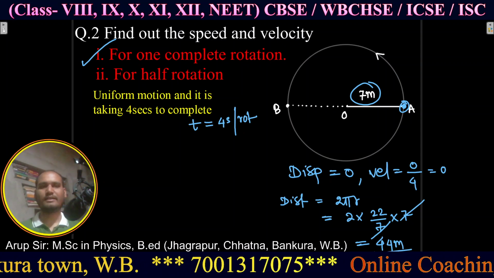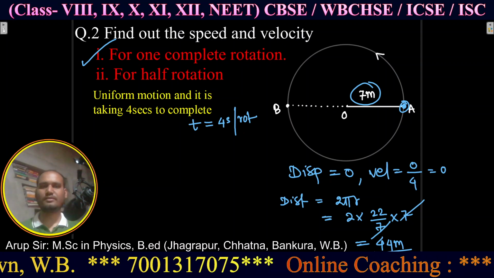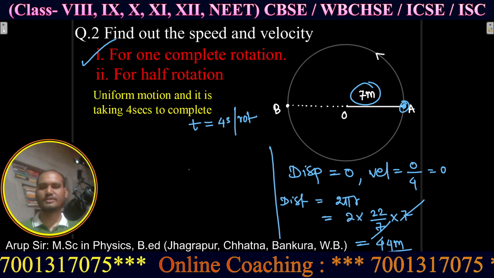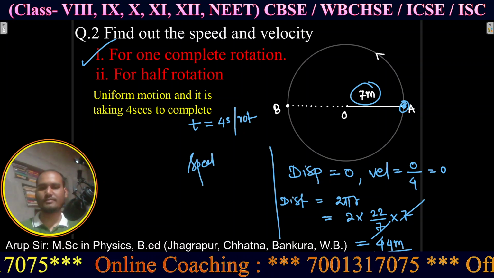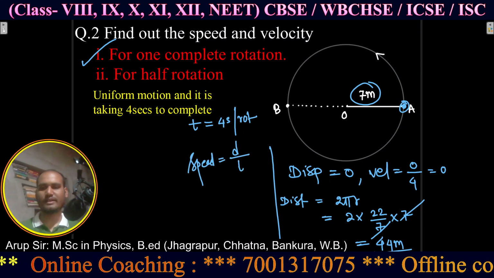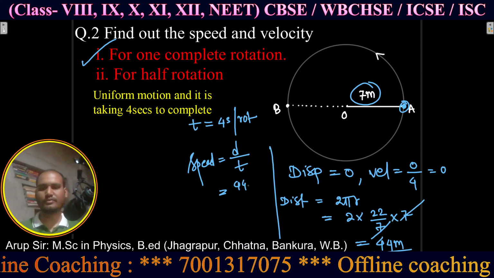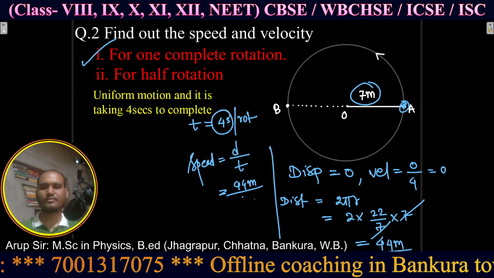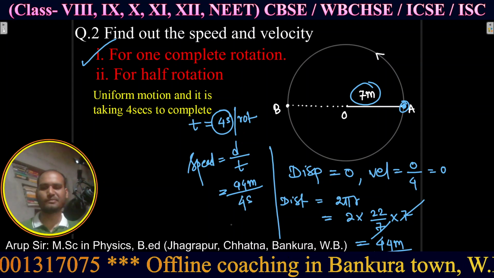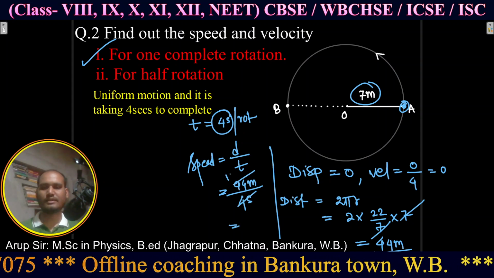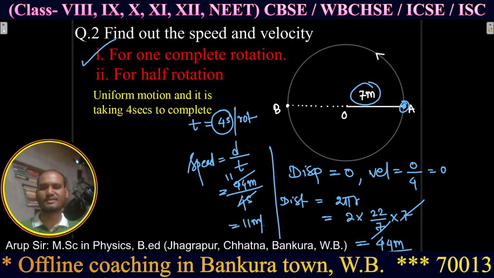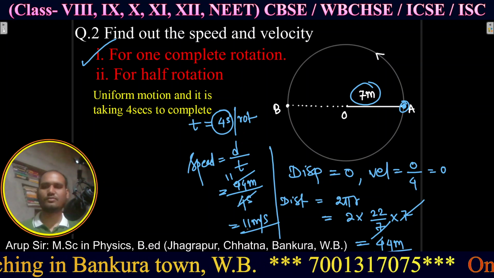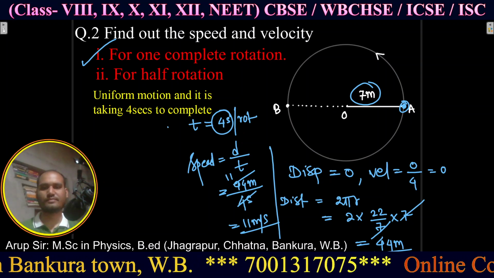Okay, and we need to find out the speed. So for speed, what do we have to do? We know that speed is equal to distance by time. Distance we are getting is 44 meter for the first case, and it is taking 4 seconds for a single rotation. So 44 by 4, if you cancel, you will get 11. So speed is 11 meter per second and velocity is 0 for this problem. Okay, so this is the first part.